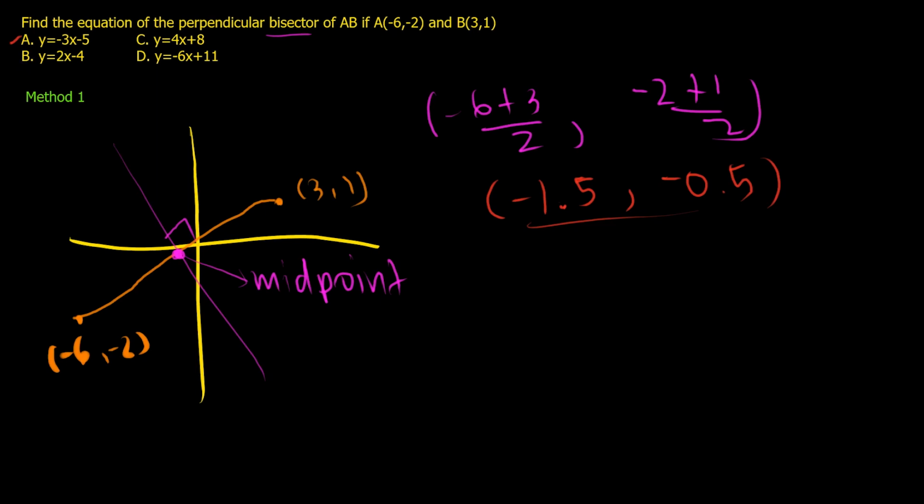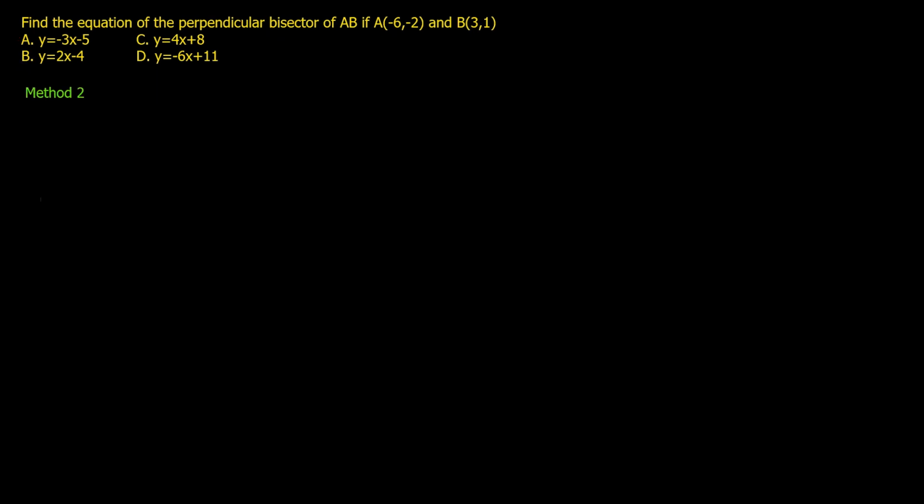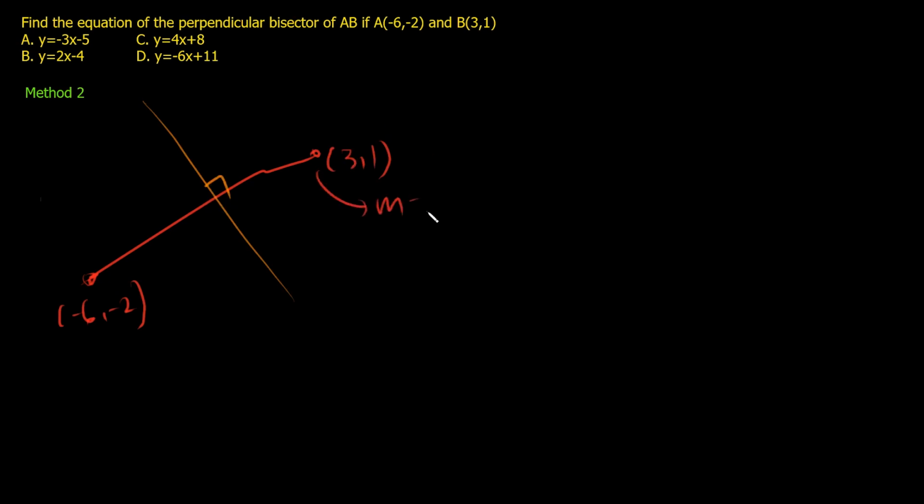So try method number 2. Okay, so method number 2, what is it? Perpendicular bisector, right? Meaning to say, we have the equation of the line that passes through negative 6, negative 2 and 3, 1, and then our perpendicular bisector is this one. Right? So what is the slope of that line? It is y sub 2 minus y sub 1 over x sub 2 minus x sub 1, since we are given 2 points. So 1 plus 2 over 3 plus 6, the answer is 1/3.